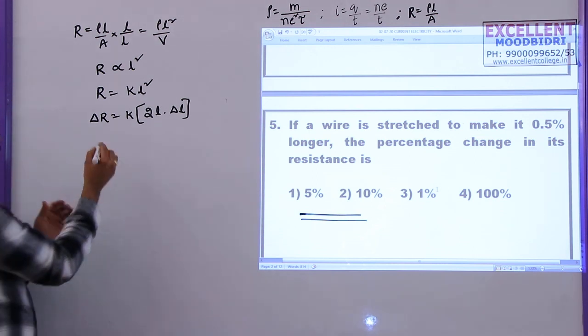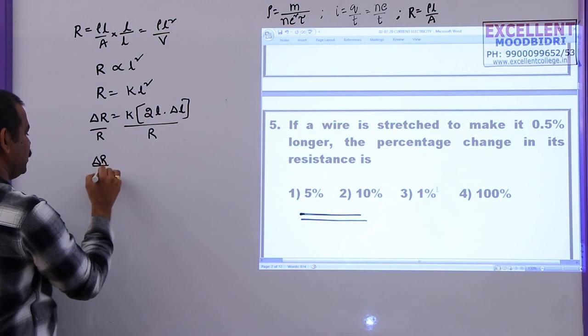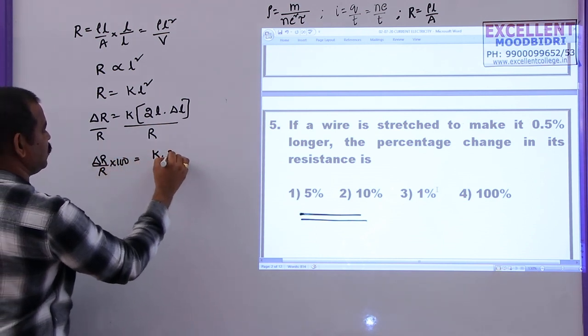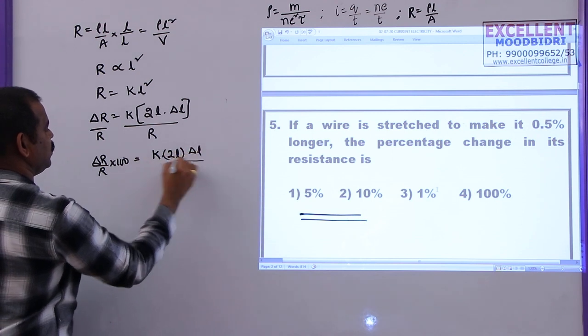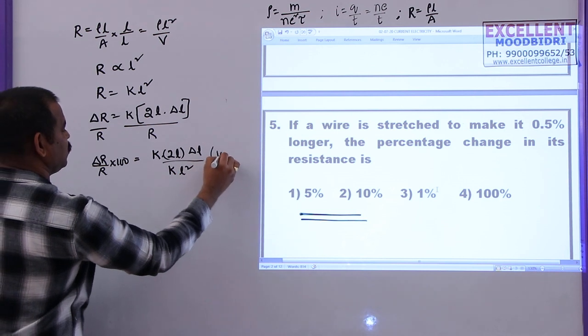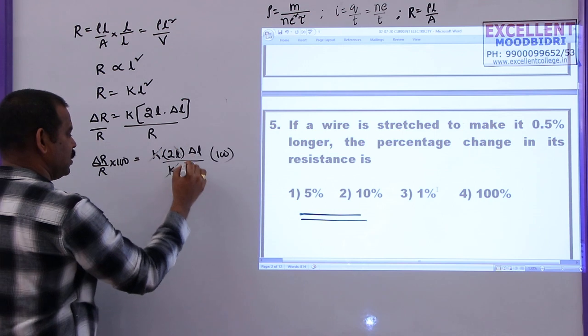Now divide this with R on both sides. So this is delta R by R into 100. If you multiply with 100, this will be K into 2L into delta L by R, and R here is K L square, into 100. You can cancel this K and K. You can cancel one of the L here.